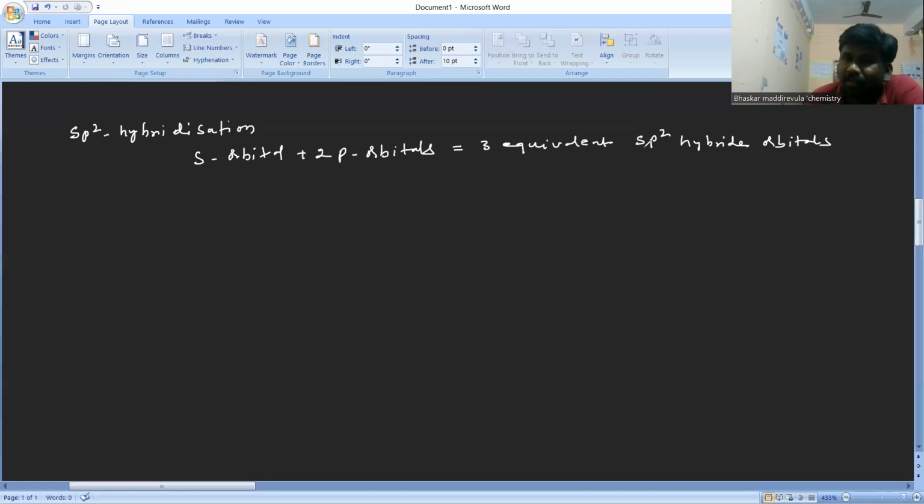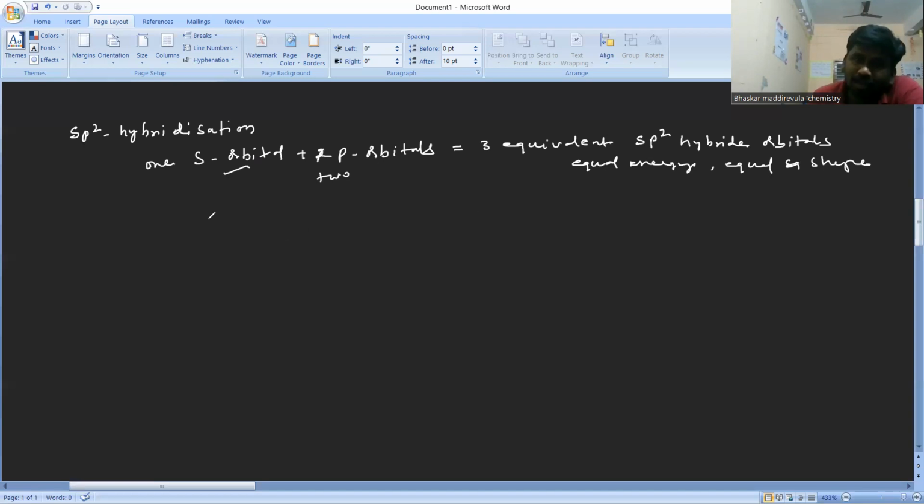These three equivalent sp2 hybrid orbitals have equal energy. At the same time, they have equal shapes. So you will get three equivalent sp2 hybrid orbitals by the combination of one s orbital and two p orbitals.